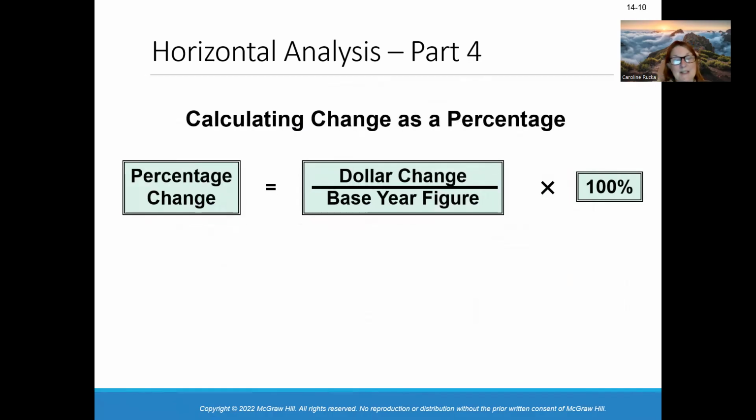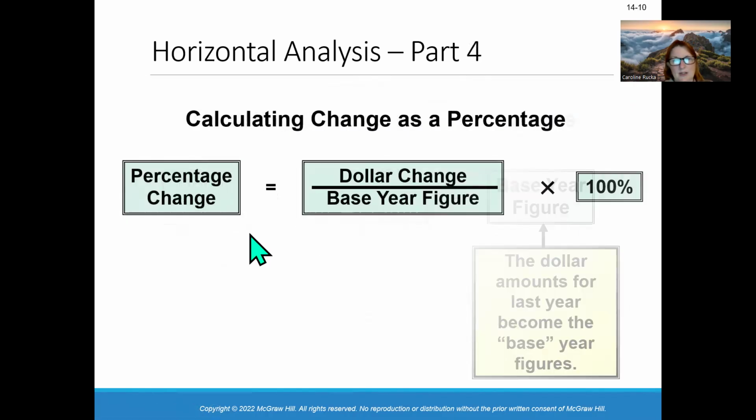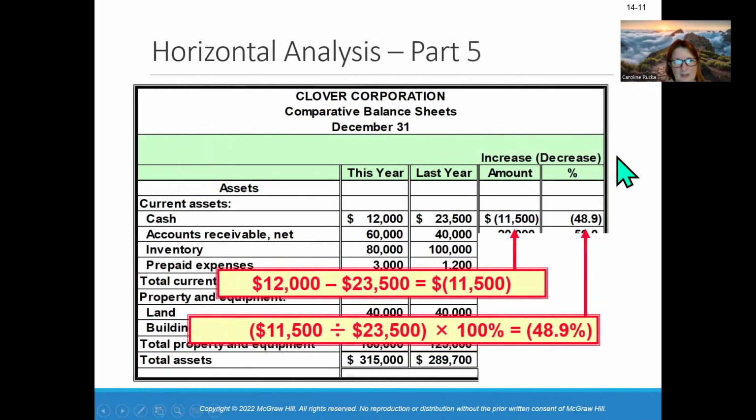Okay, and then if you want to calculate your change as a percentage, that's the dollar change from this slide, okay, divided by your base year times 100, okay? So here are two examples of that. So just the raw cash value, you're just taking this year, subtracting last year to get this. Then you take this number, divide it by last year times 100% to get the percent change.